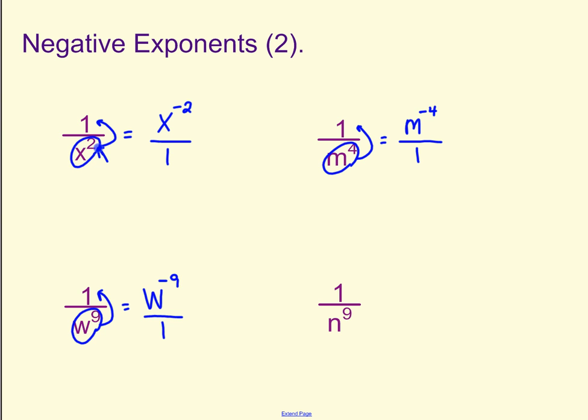Oh, look, this one has the same exponent. So it's a positive 9. I want to change that to a negative 9, so I have to move it. Your base of n stays the same, changes the sign of your exponent, so n to the negative 9 over 1. And that's how you get negative exponents if you have positive ones.